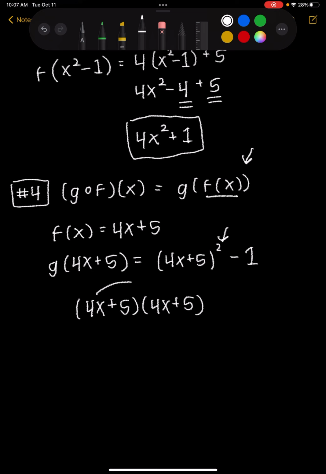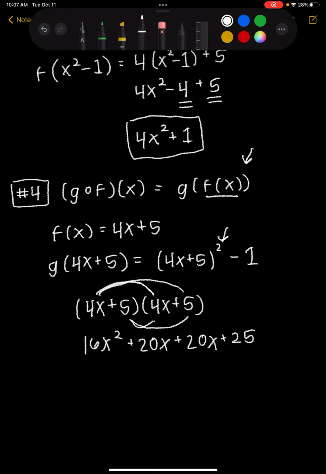Then when we FOIL, we're going to do the first two chunks multiplied together, and that gives me 16x squared. Then we do the outside chunks, 4x times 5 gives me a 20x. Then the inside chunks, 5 times 4x also gives me a 20x. And then we do 5 times 5, which gives me a 25. Now that was just this part, so there's this extra minus 1 right there that I'm going to just tack on.